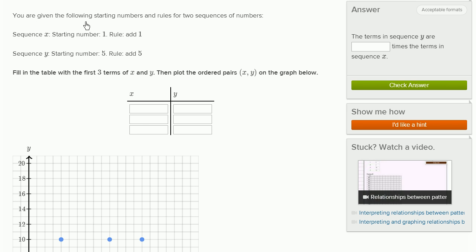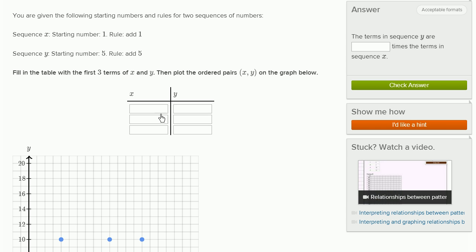You are given the following starting numbers and rules for two sequences of numbers. So the first sequence, sequence x, starting number should be 1, and then the rule is add 1. Sequence y, starting number should be 5, and then the rule should be add 5. Fill in the table with the first three terms of x and y. Then plot the ordered pairs x comma y on the graph below.